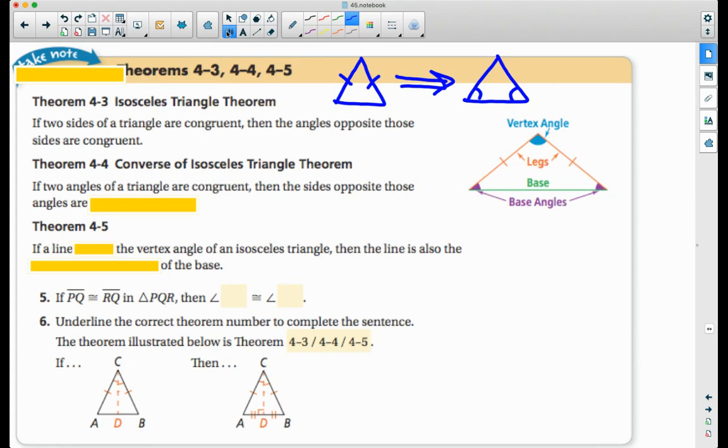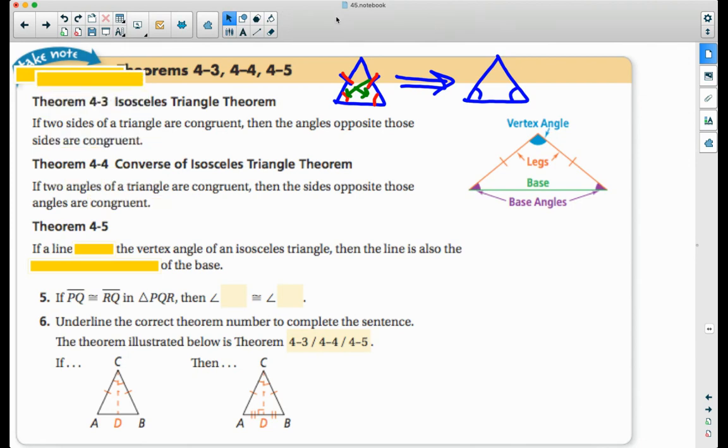And now what angles are those going to be? Well, if these are my two sides that are congruent, then these are the two angles. And they're the angles that are opposite the congruent sides. Okay? The converse of that says, just flip it around. The converse says, if two angles of a triangle are congruent, then the sides opposite those angles are congruent.